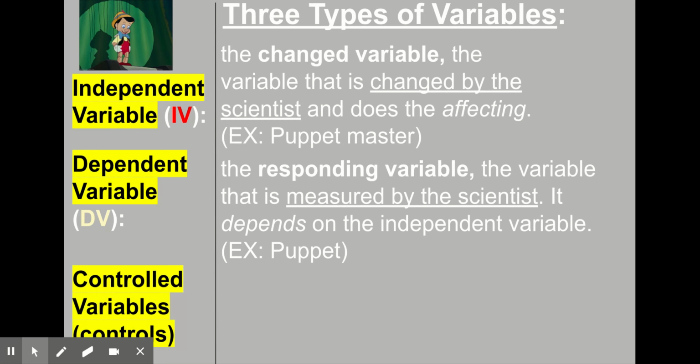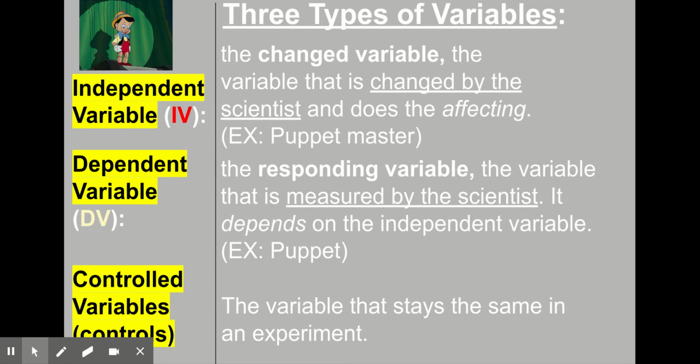And then lastly, we have controlled variables, or more often than not, we just shorten it to controls. So these are the variables that stay the same the entire time. So on a puppet, something that you wouldn't want to necessarily change is the materials that you use, so the strings.